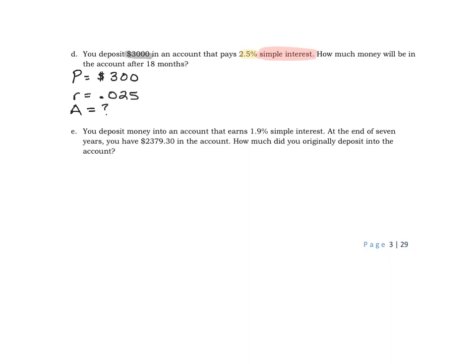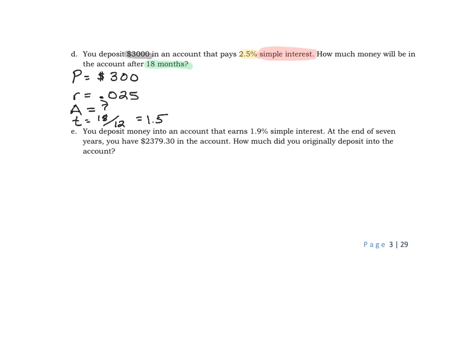we don't know that. And then the 18 months, so that's going to be time, right? So our time is 18 months. Now we're not going to put 18, because remember, time is in years. There are 12 months in a year, so that will be 1.5 years.